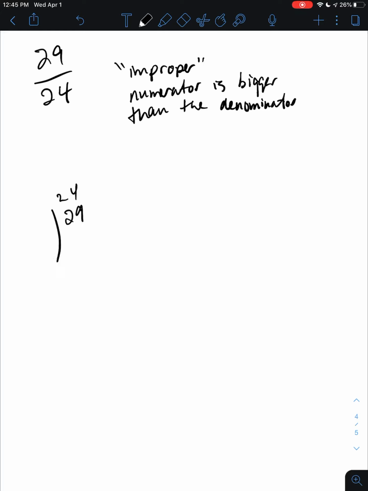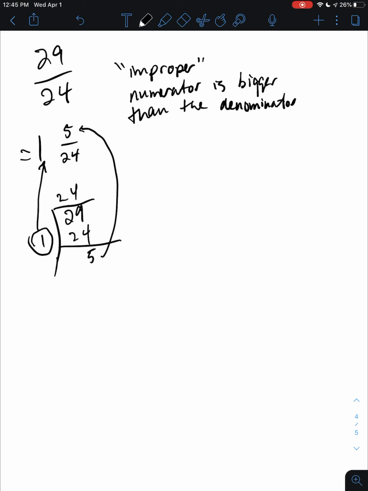29 divided by 24. How many times does it go in? It goes in one time. The remainder is 5. And so they rewrite this as 1, which is this number here, and 5 24ths. That's this number, the remainder. So this is just ordinary division that we're familiar with. The integer part is the quotient.